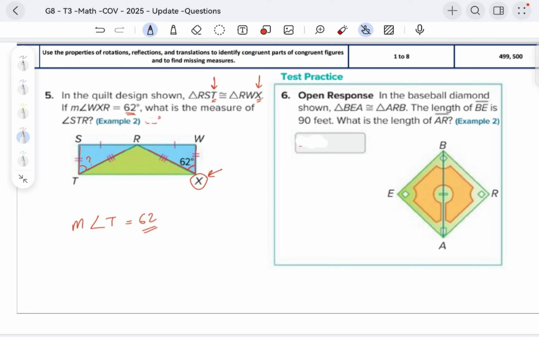Okay, for question number 6, they told us that triangle BEA is congruent to triangle ARB. The length of BE is 90 feet. Segment BE corresponds to segment AR, and they are congruent to each other. They have the same measurement. If BE is 90, AR will also be 90. So we have 90 feet.